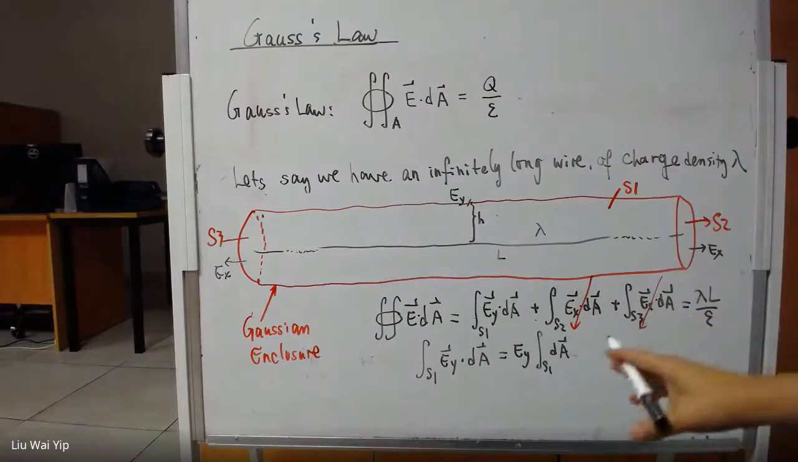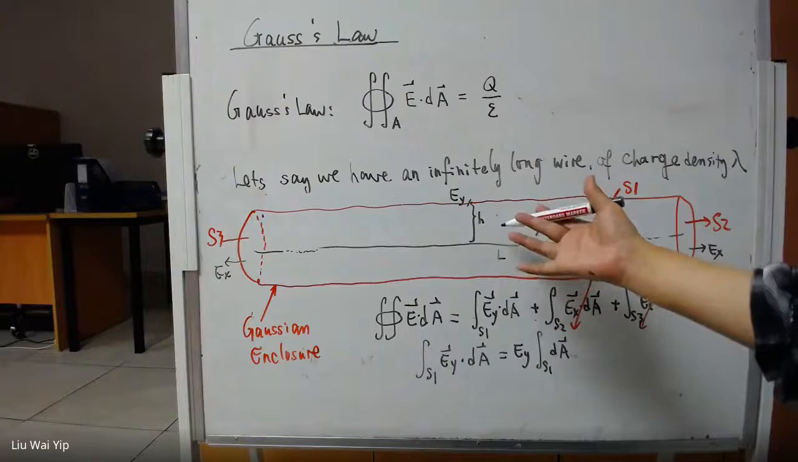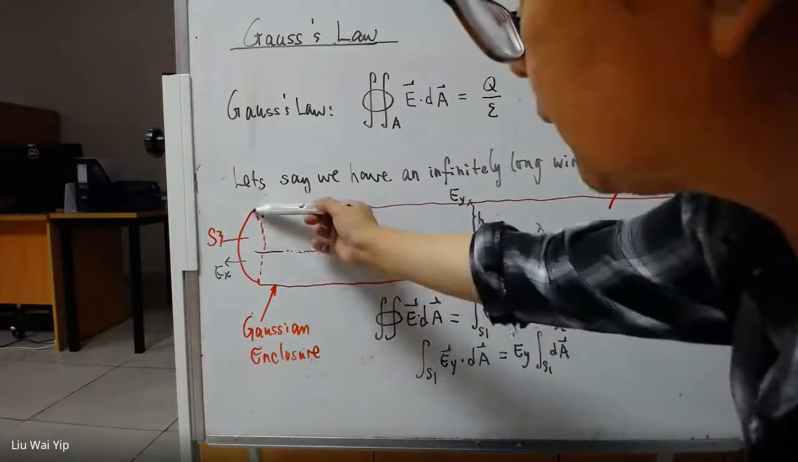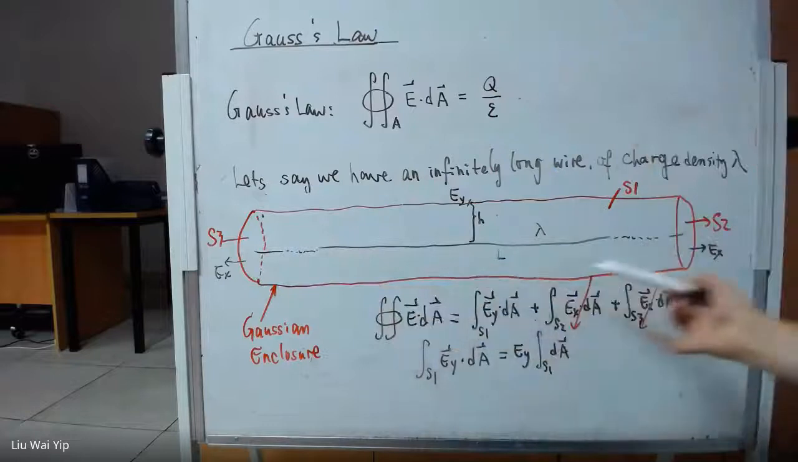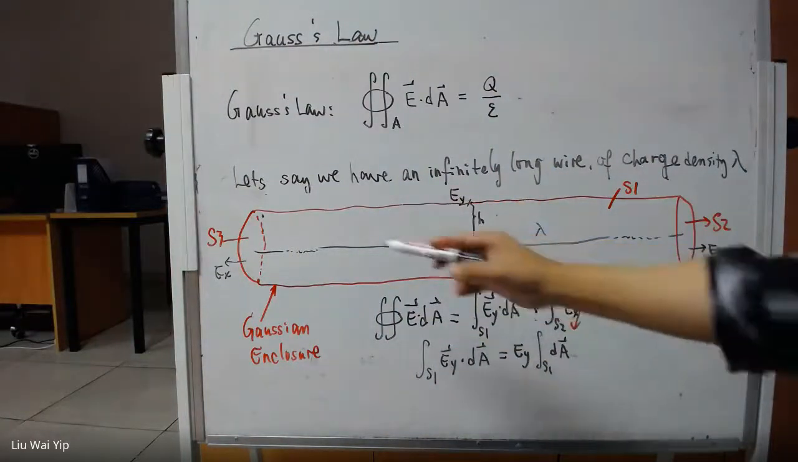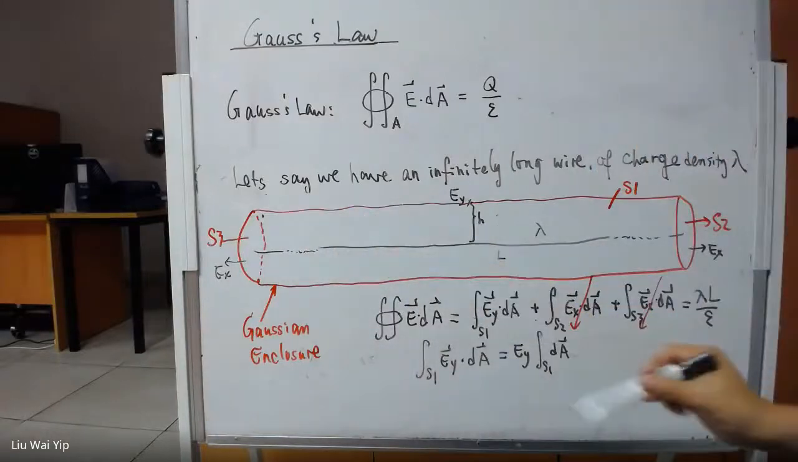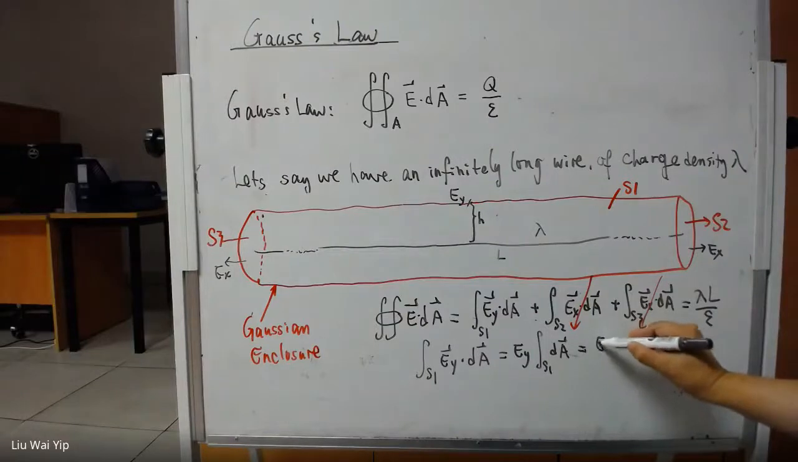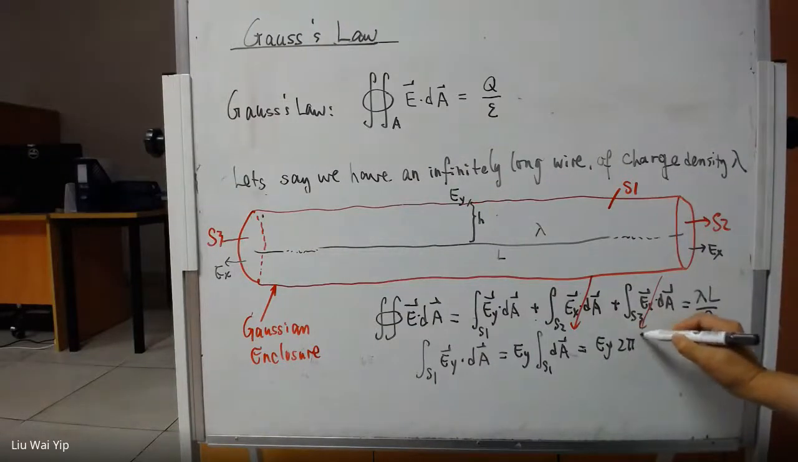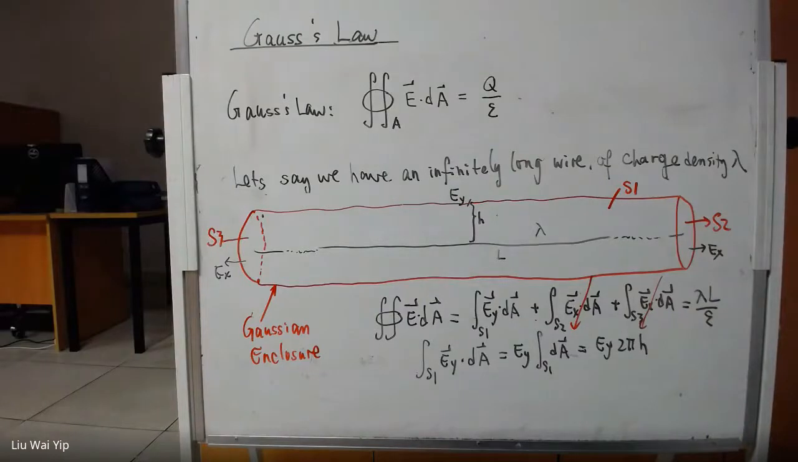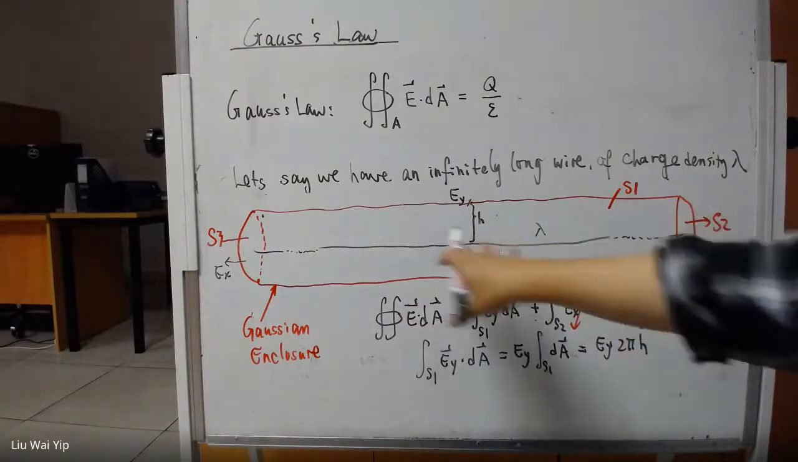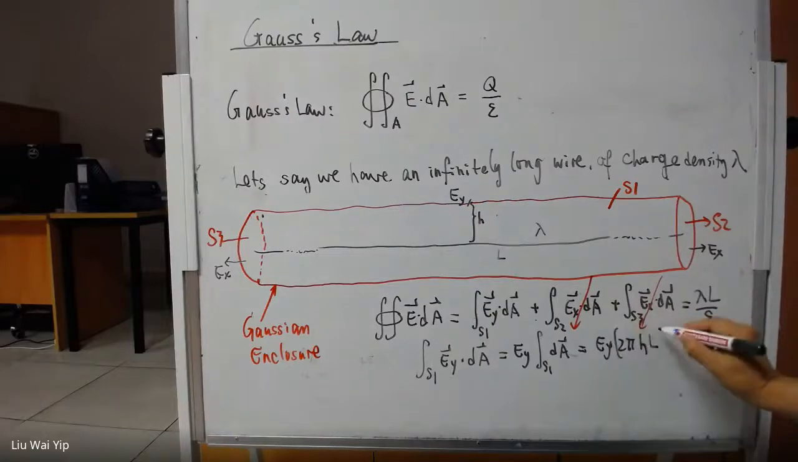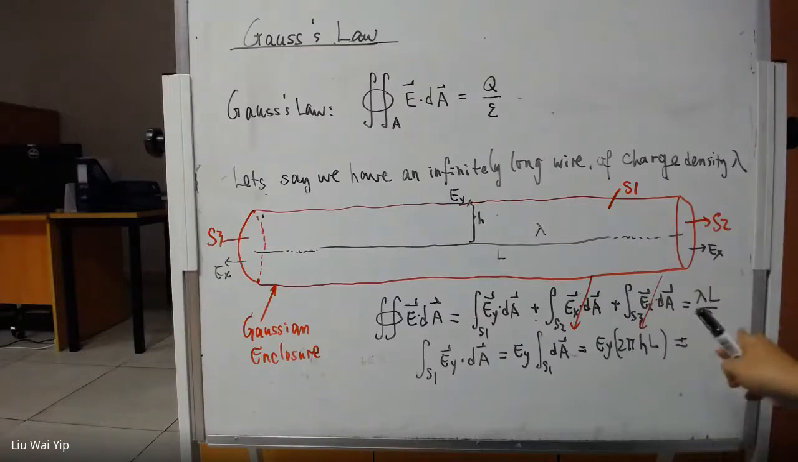And now we are looking for the area. What is this area? The area here should be the circumference of this circle times the total length. The circumference of these circles here is 2 pi h. Two pi h. And what is the length? The length is L. And we are going to close the equation by writing the right side as well.